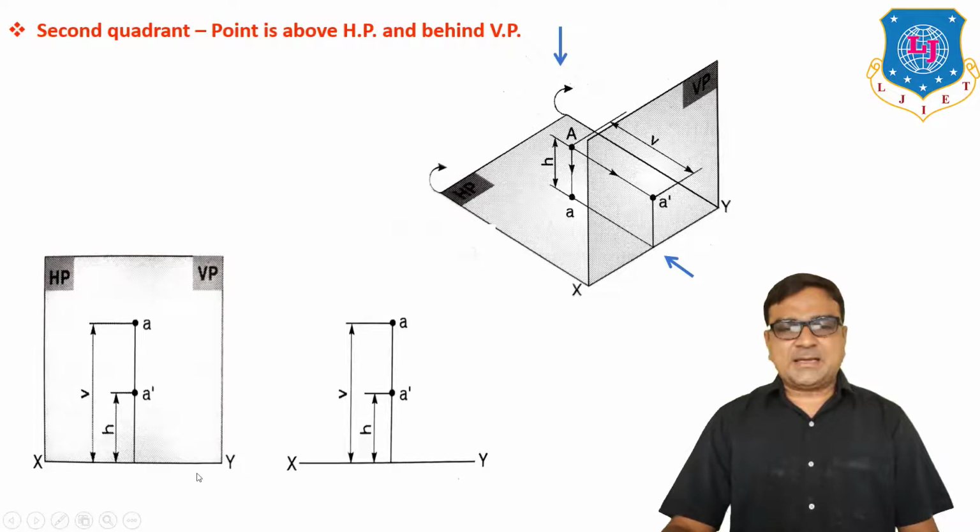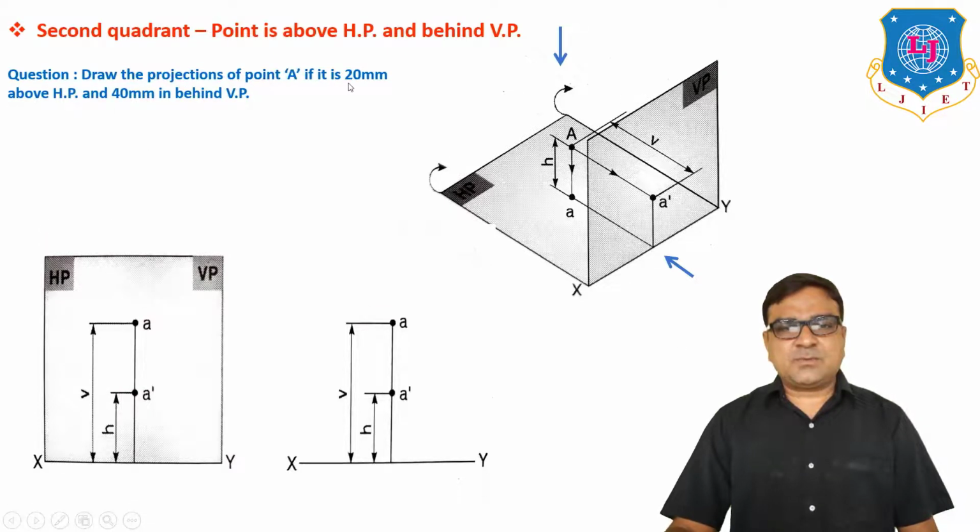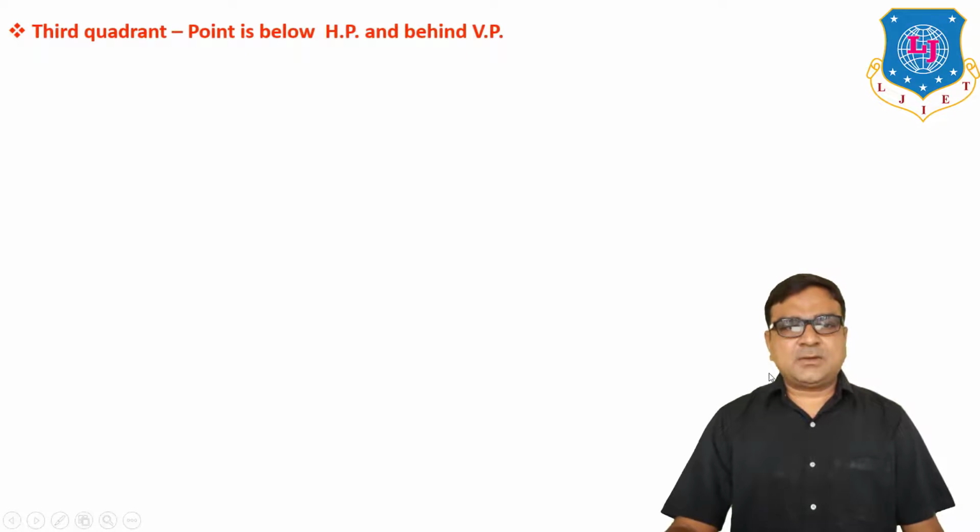Here XY: above XY is A dash at H distance, and above XY the top view small a at V distance. Generally it is denoted by this drawing. In the question, draw the projection of a point that is 20 mm above HP and 40 mm behind VP. So our answer is here, in which the value of H is 20 mm and the value of V is equal to 40 mm.